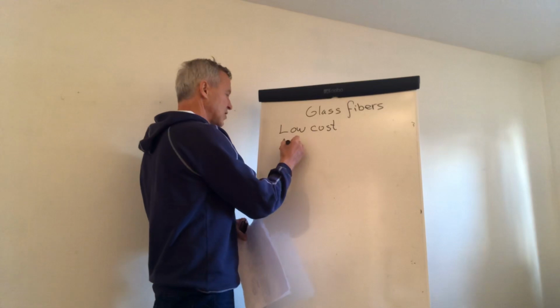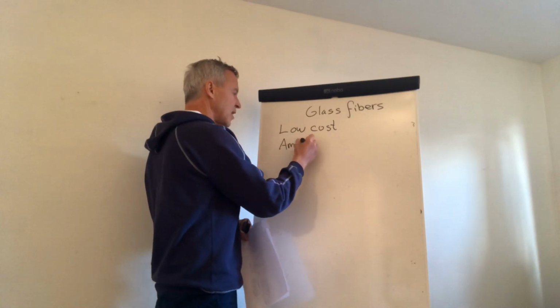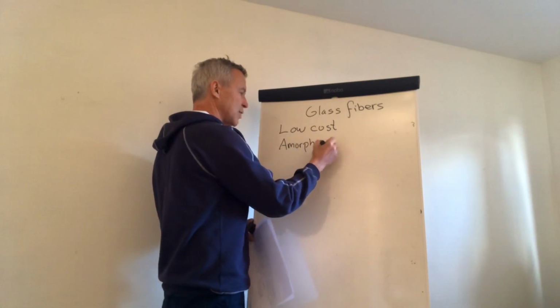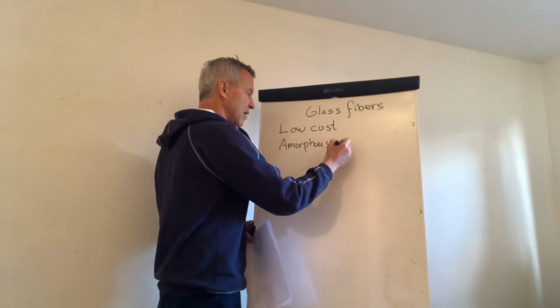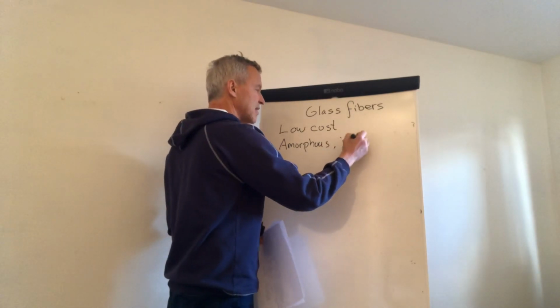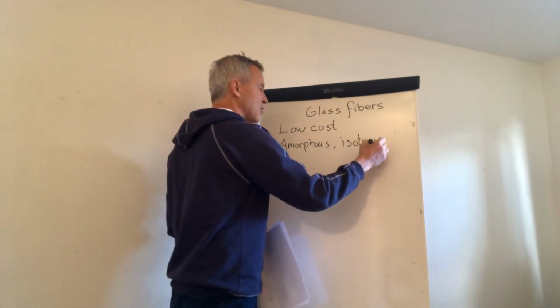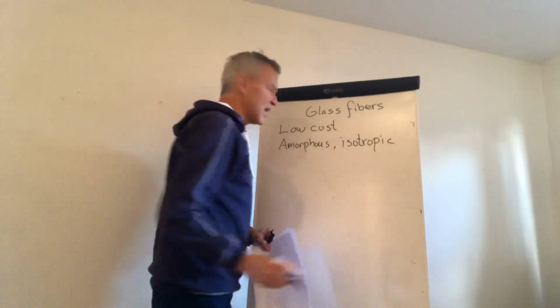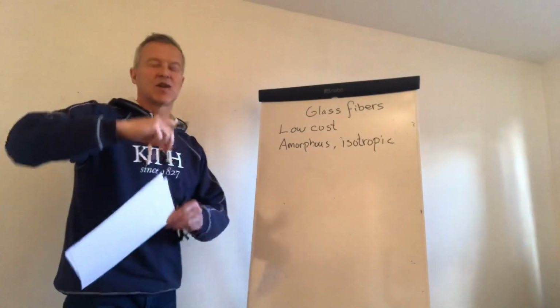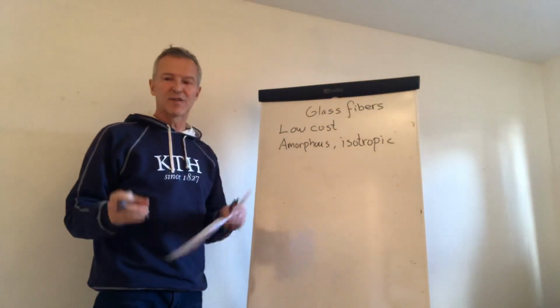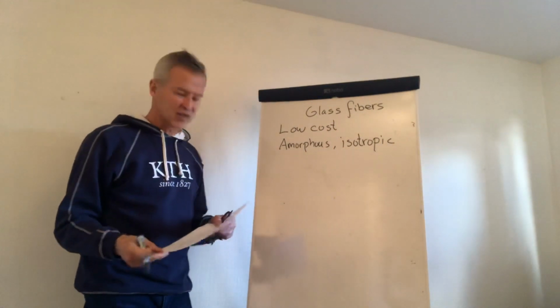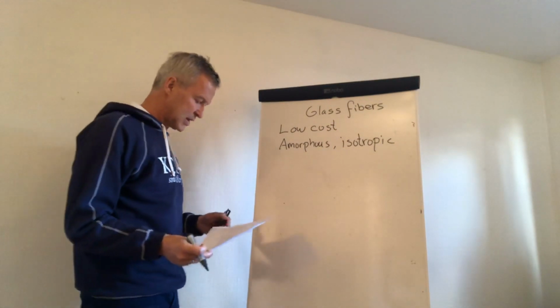So the structure of glass fiber is completely amorphous. It also means that the fibers are isotropic. In other words, you have the same properties in the axial direction of the fibers as you have in the transverse direction of the fibers, so that's important.